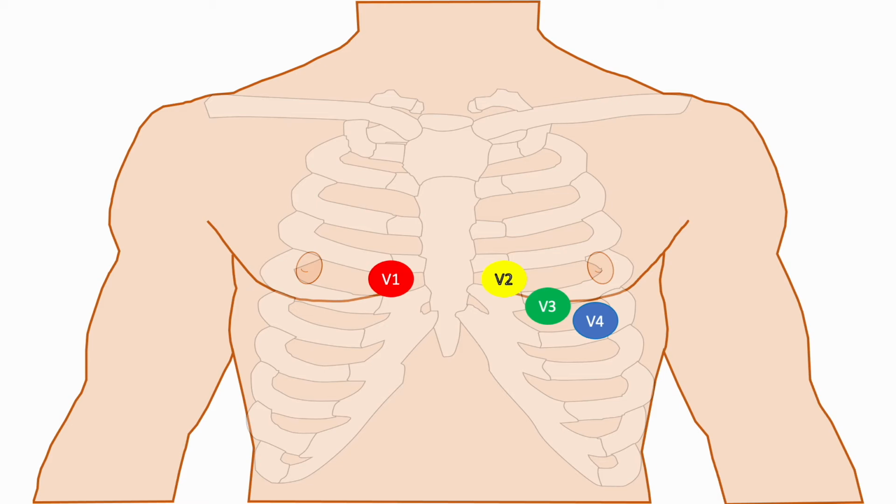Next we will skip V5 and move to V6, purple. V6 will also be on the fifth intercostal space. V6 will be placed below the armpit on the mid-axillary line. This can be found by imagining a side view of the patient and running a line down the middle of the rib cage. V5, orange, will be placed in the fifth intercostal space between V4 and V6.